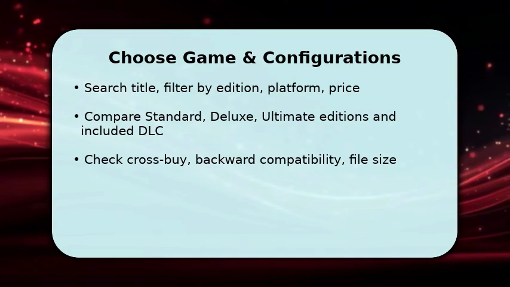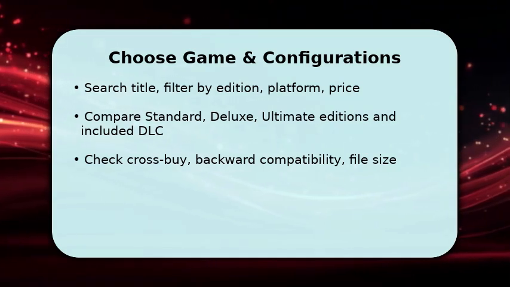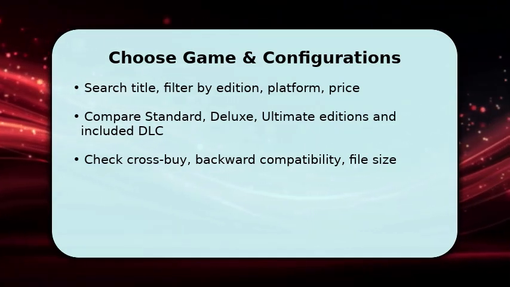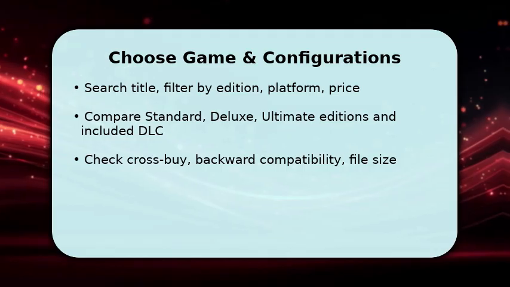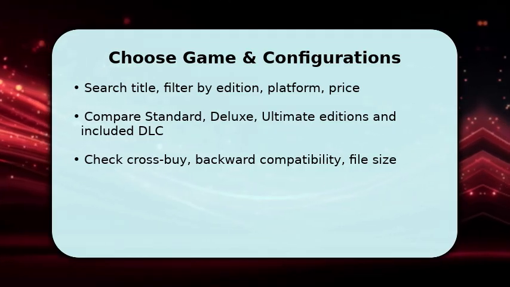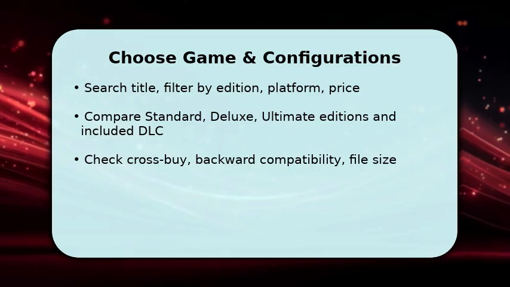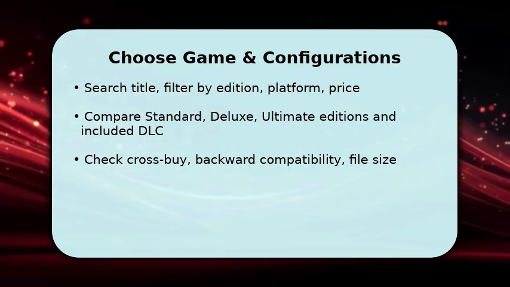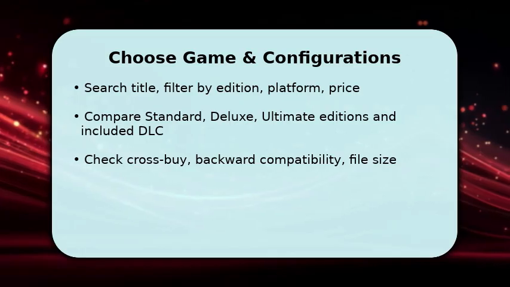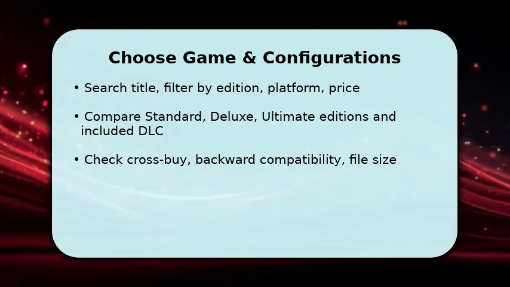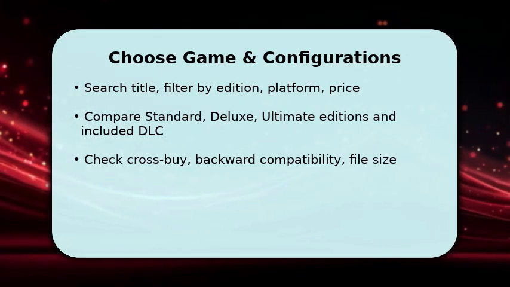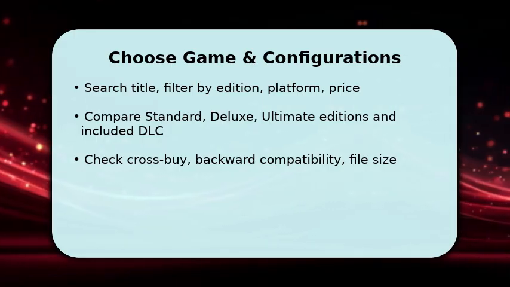You now search for the game, and while doing so, use filters to narrow by edition, platform, and price. This saves time. Once you find the title, compare standard versus deluxe or ultimate editions, and note included DLC or season passes so you know what you're buying. Make sure the game supports your console generation and whether cross-buy applies. Check the download size too.